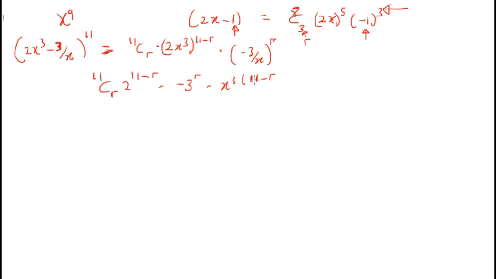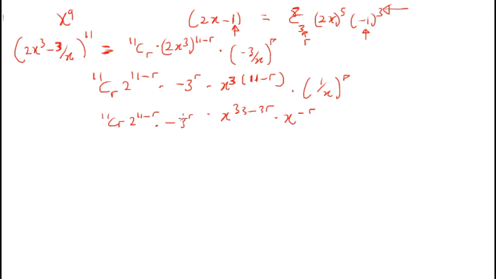And then I'll also have 1 upon x raised to power r. So if I simplify this further, I should have x raised to power 33 minus 3r multiplied by x raised to power minus r. And then I'll have the others, which is 11 combination r, 2 raised to power 11 minus r, then minus 3 raised to power r.